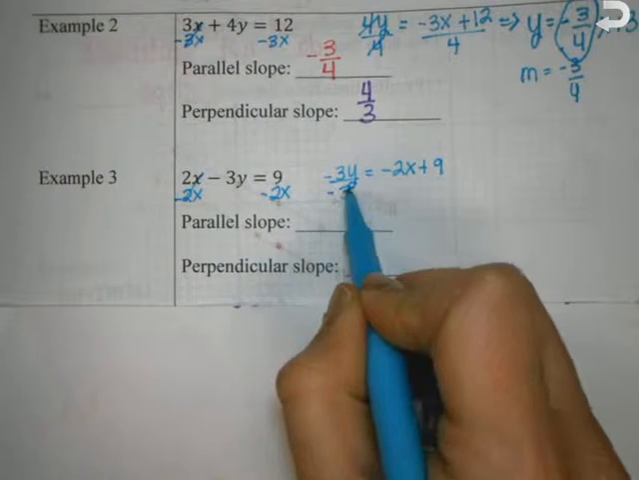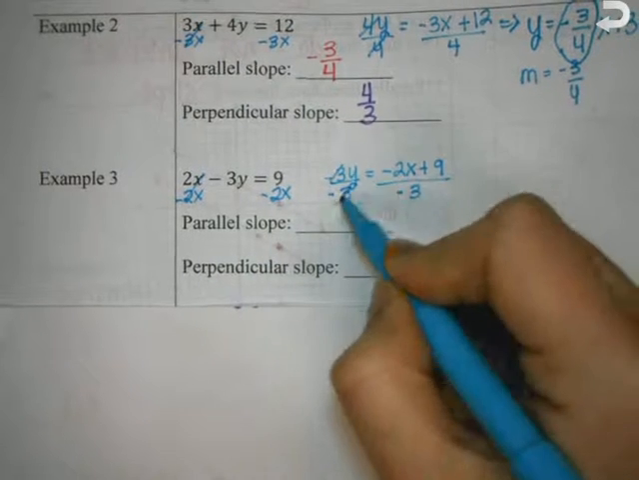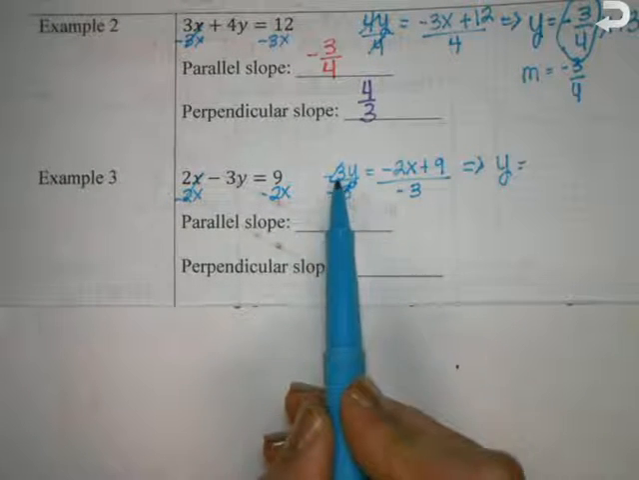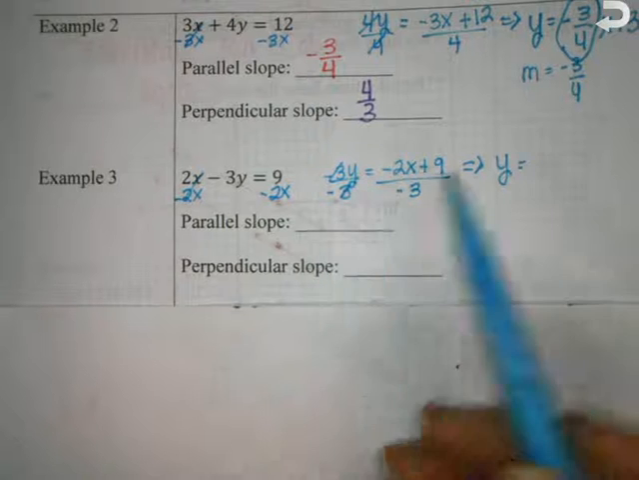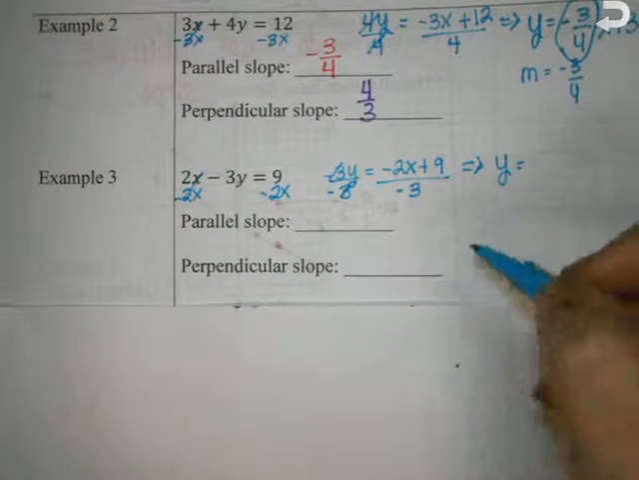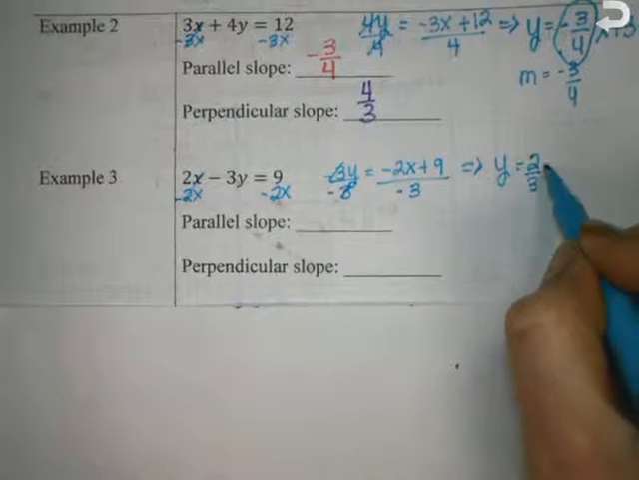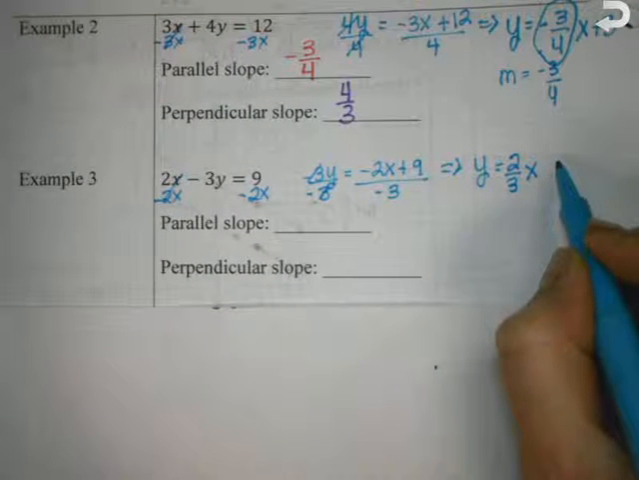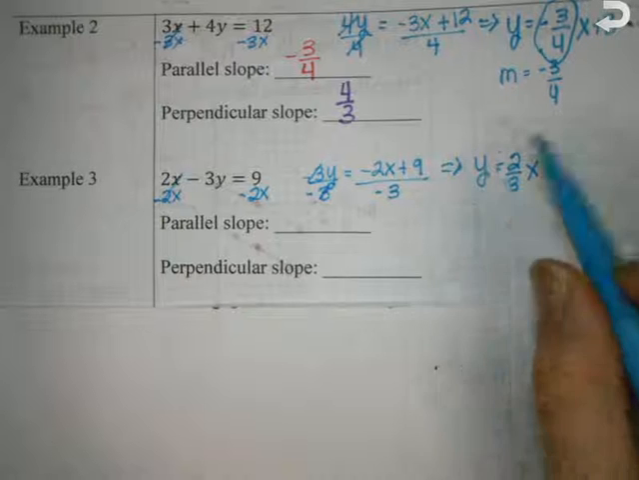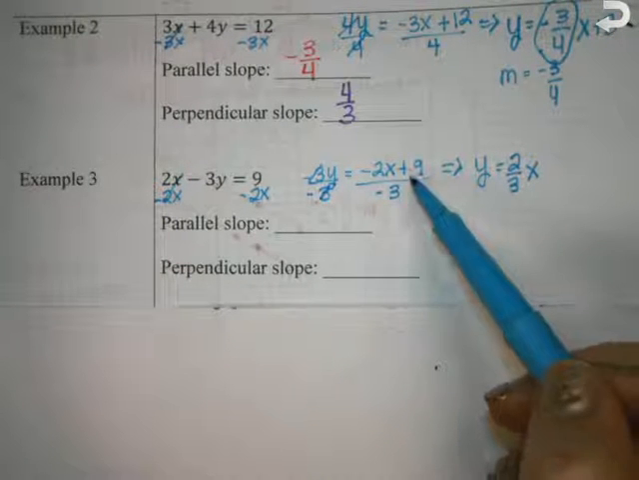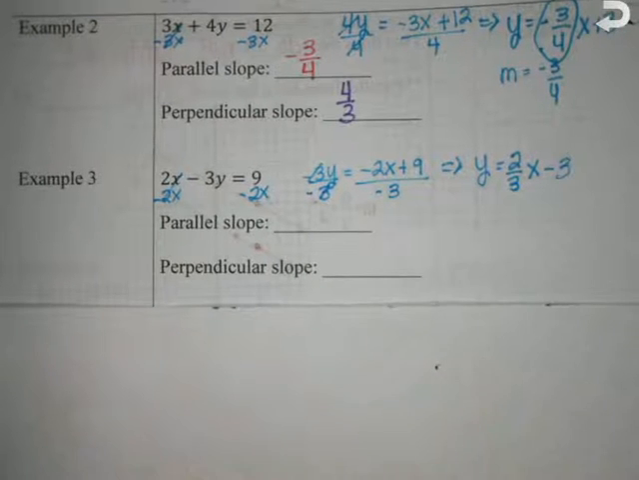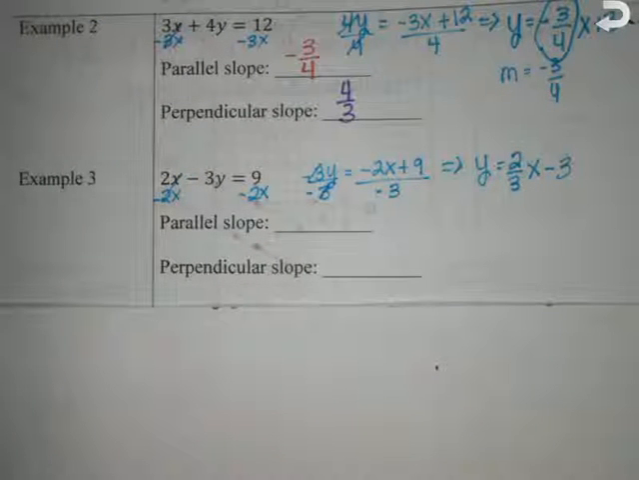y equals. Why do you divide by negative? Because it's being multiplied by y, so we need to get y by itself. Negative 2 divided by negative 3 gives me positive 2 over 3x. Positive 9 divided by negative 3 is negative 3. Okay. So what's the slope of this line? Positive 2 over 3. Positive 2 over 3 is the slope of this line.